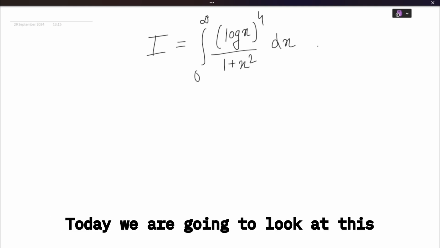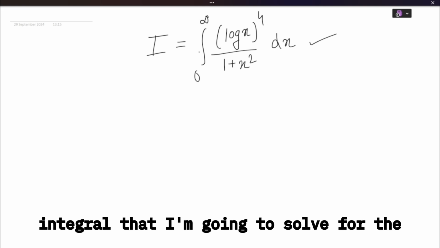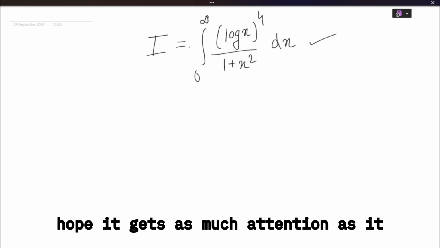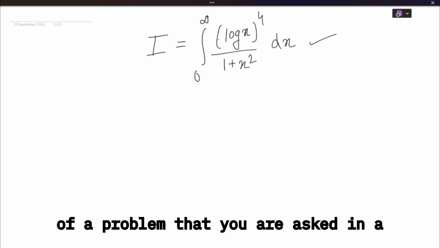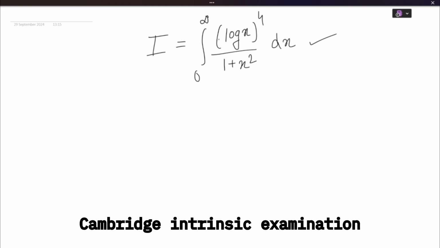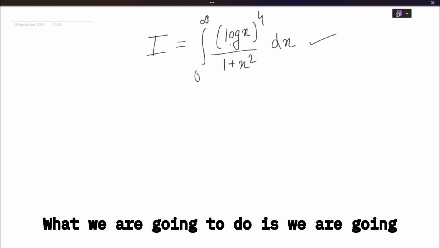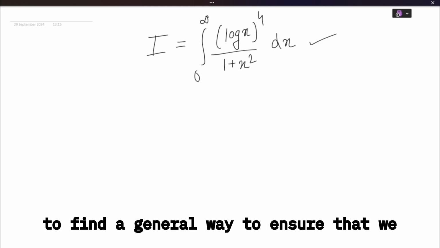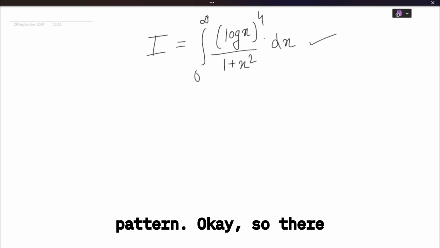Today we are going to look at this integral. Now, this is a very advanced integral that I'm going to solve for the first time on this channel, and I really hope it gets as much attention as it deserves. This is a variant of a problem that got asked in a Cambridge entrance examination, specifically of the type 1B. But what we are going to do is find a general way to ensure that we find all such values of integrals of this pattern.